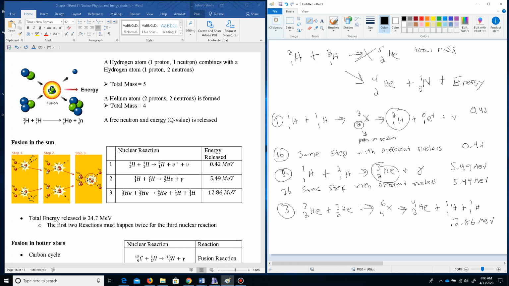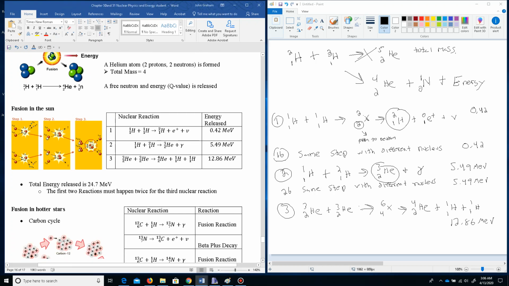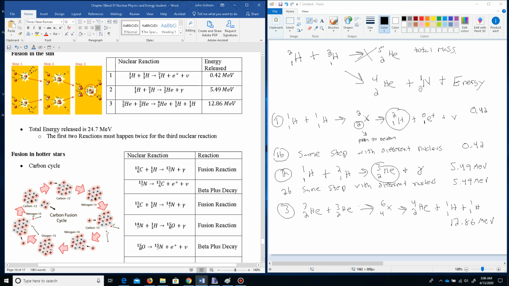And so then these are going to go and combine with more hydrogens until eventually the sun's hydrogen will have transformed into helium, and then they'll start fusing helium together. And when that happens, we'll get into more detail in the last chapter of our class.